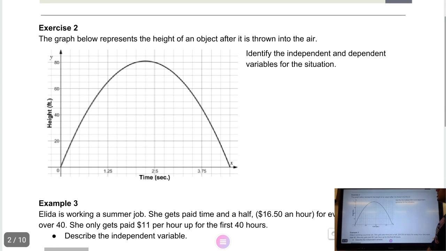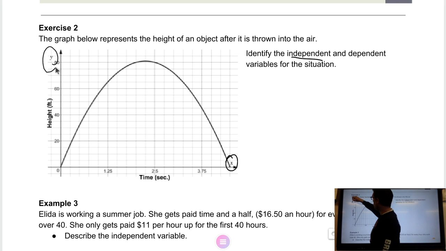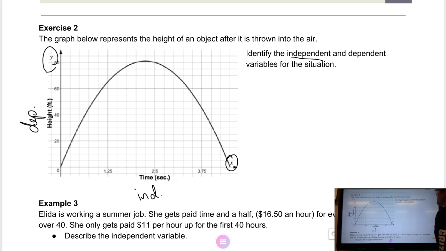The graph below represents the height of an object after it's thrown in the air. So in identifying the independent variable, I'm just going to label it on the graph. Independent x and dependent y. So independent and dependent for the situation. Cool, that's all.